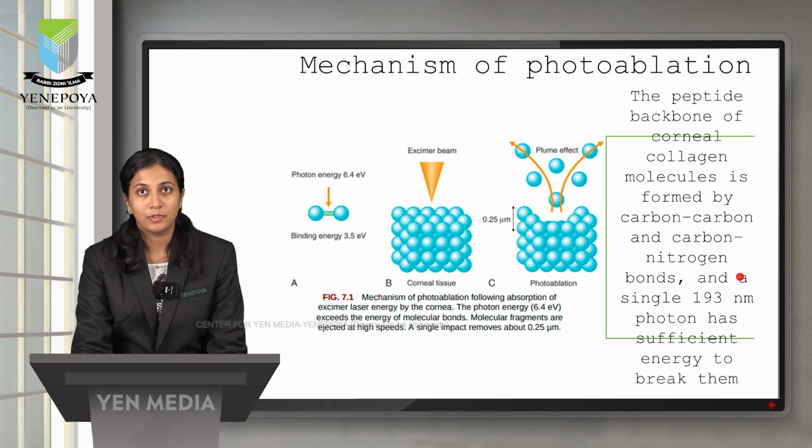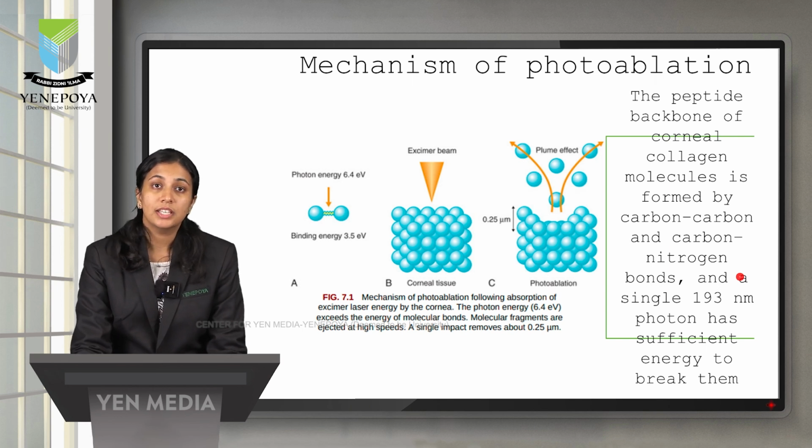The peptide bond of corneal collagen molecules is formed by carbon-carbon and carbon-nitrogen bonds. So when one photon hits a cornea, the energy is enough to break the molecular fragments. These molecular fragments are ejected at high speed. A single impact can remove 0.25 micrometer of the cornea.